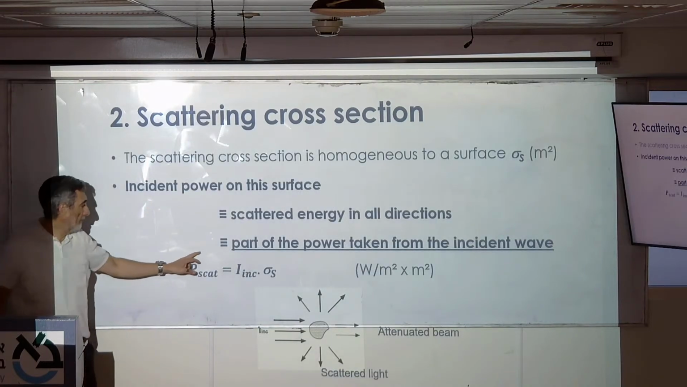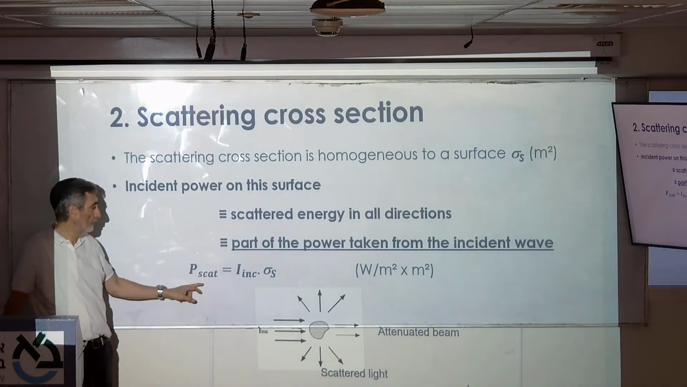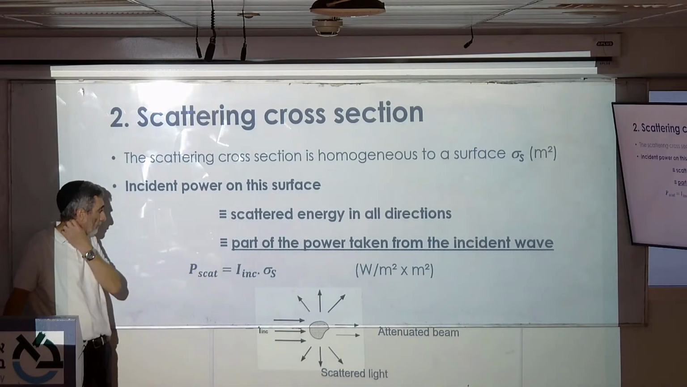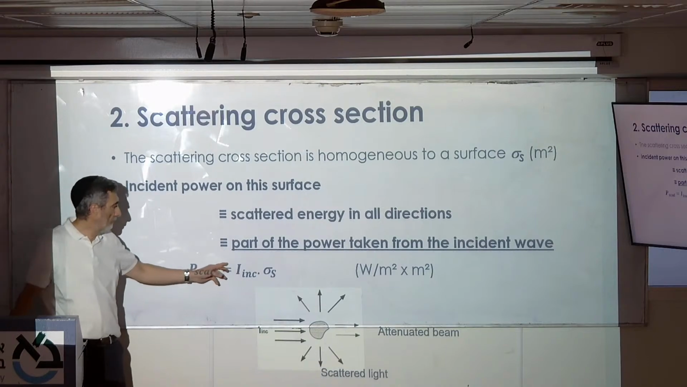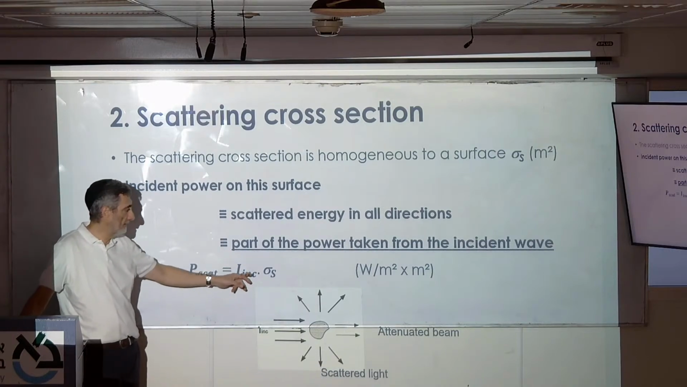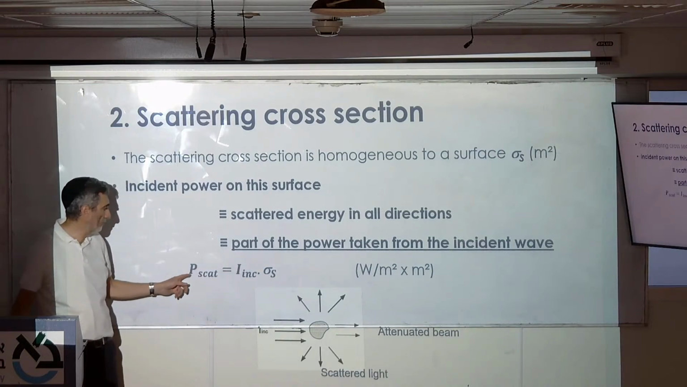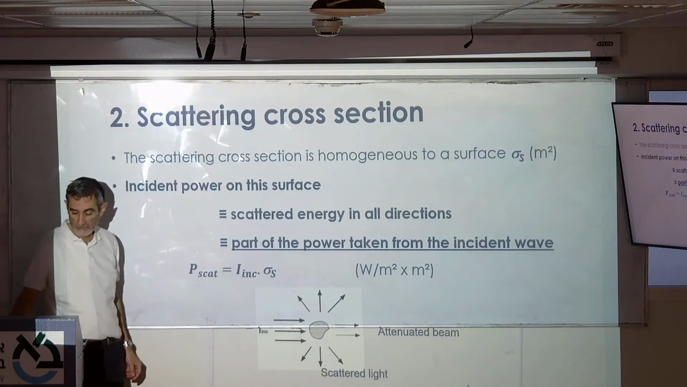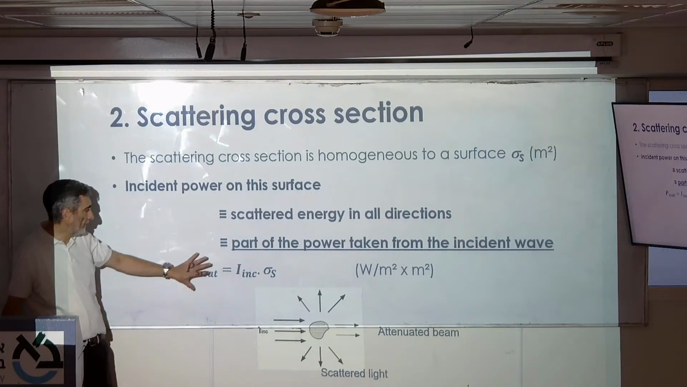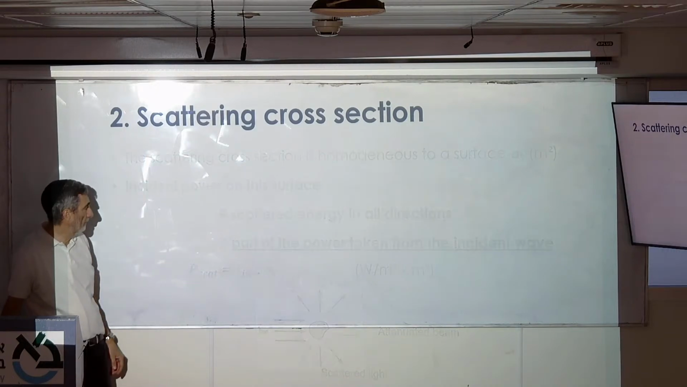Here, the scattered power, the power which is scattered by the object, is equal to the incident intensity times this surface, or in other words, this surface is the ratio between P scattered over incident intensity. So I calculate this part here.